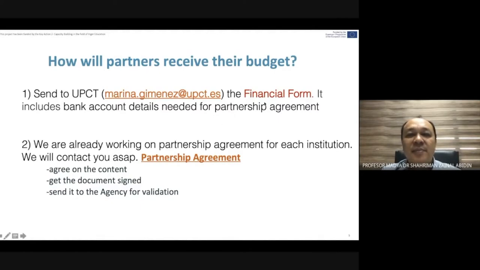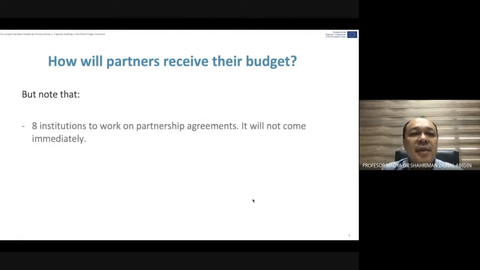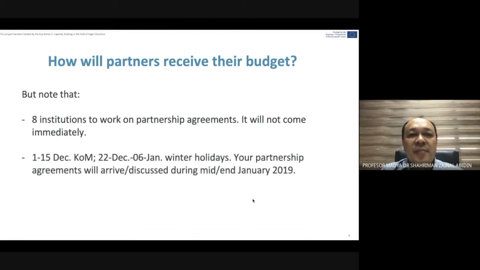And then we need to clear who will receive the budget. We will have a person in charge. At UPCT Spain we have Marina, who will handle financial forms and matters. We are already working on the partnership agreement of the institution. We contact the associated partners. The partnership agreement covers agreement on the content, getting the document signed and sending it to the agency for validation. And who will receive their budget? The institutions involved. All will receive the budget.